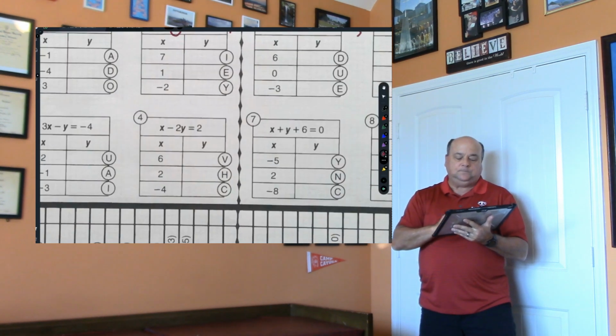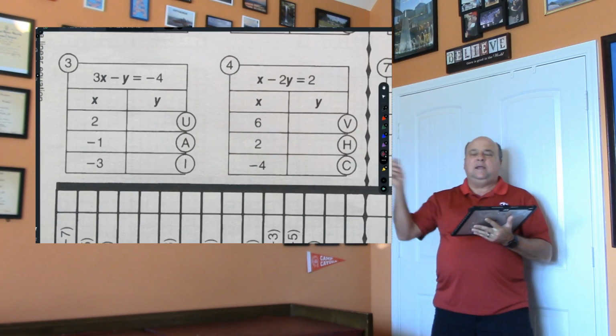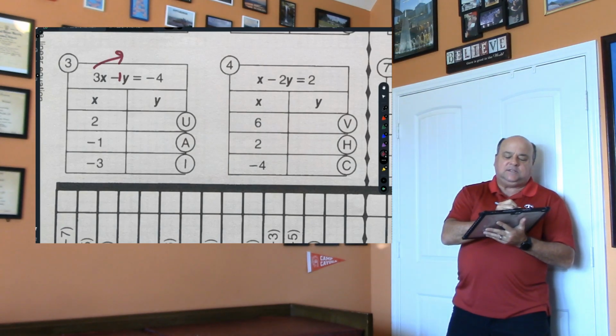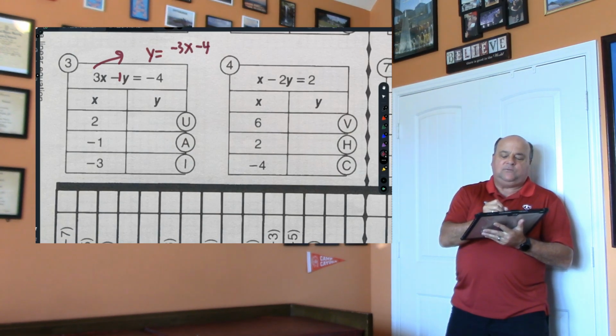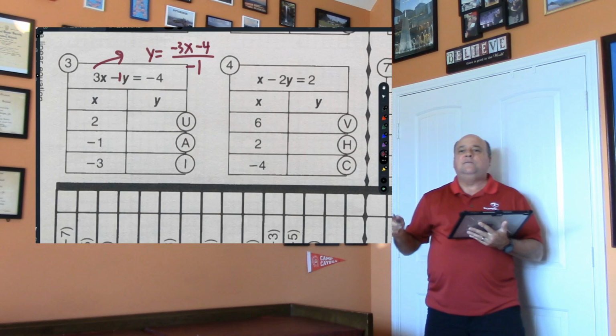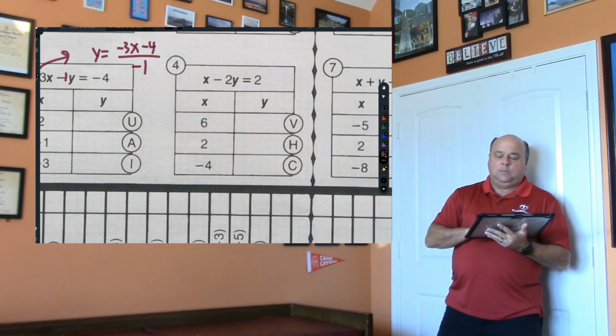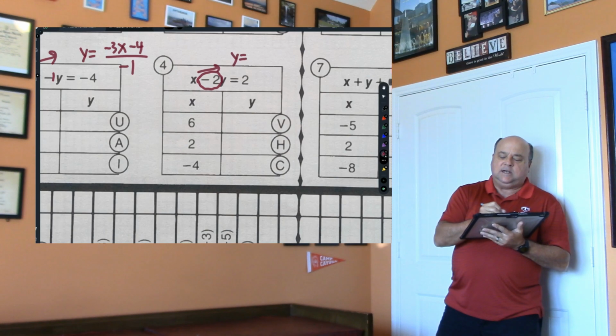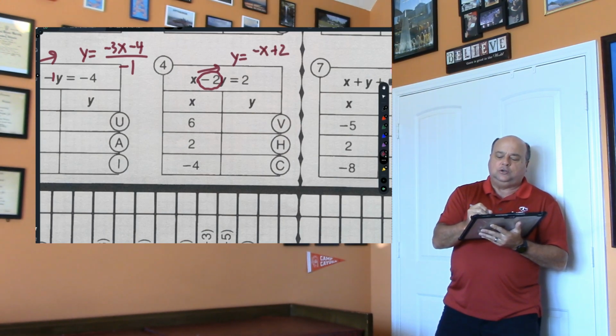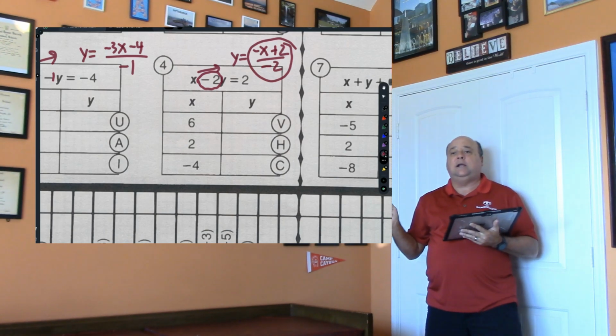On the next problem, remember, the x flips and this negative 1 would go on the bottom. So we're going to have y equals negative 3x minus 4 over negative 1. That's what you would graph. Number 4, the x flips, the y goes on the bottom, so we're going to have y equals negative x plus 2 over negative 2. You would graph negative x plus 2 over negative 2.